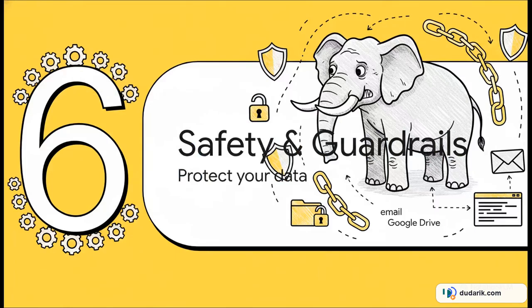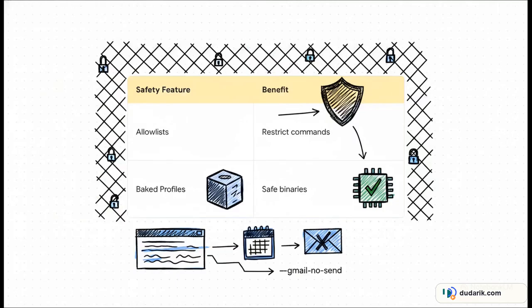Finally, Section 6, safety, guardrails, and profiles. Now, let's address the elephant in the room, the inherent terror of giving a script or an AI access to your personal email and Drive. It's scary, right? But the release notes show robust security features built specifically to protect your data. You can use runtime allowlists to restrict an agent to only reading your calendar, for example. You can apply a hard Gmail no-send guardrail. You can even compile entirely separate, baked-in agent-safe binaries that are physically incapable of executing destructive commands.